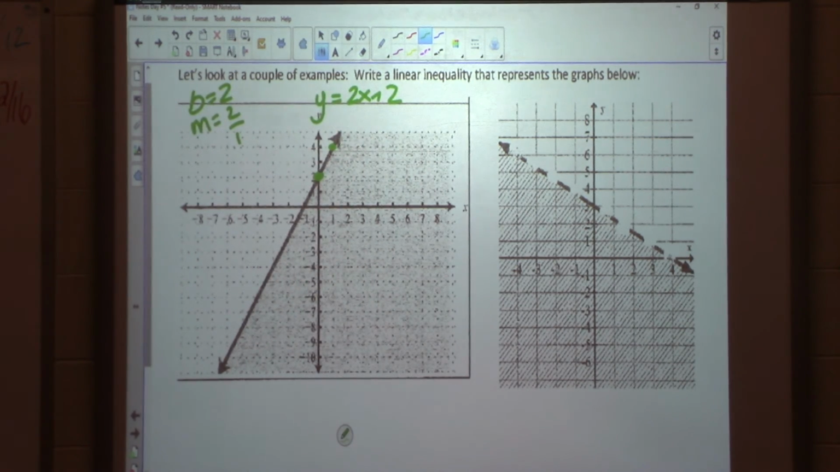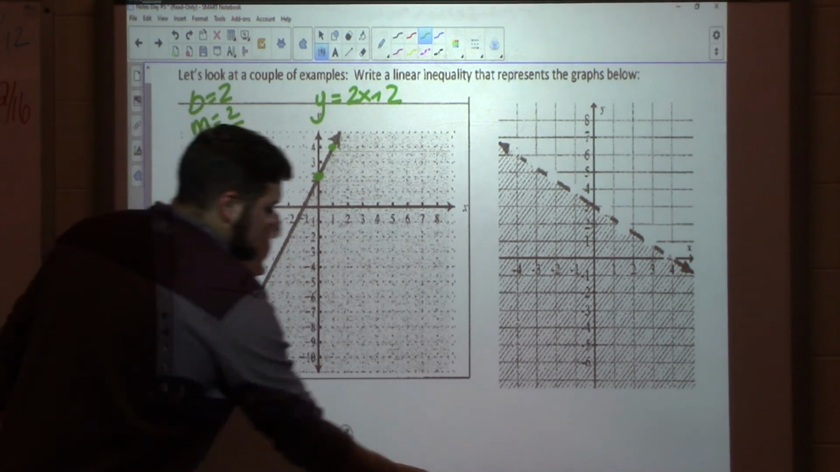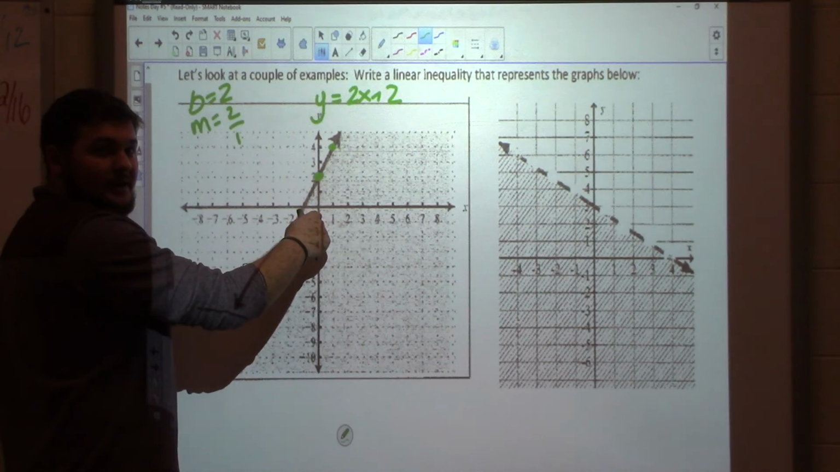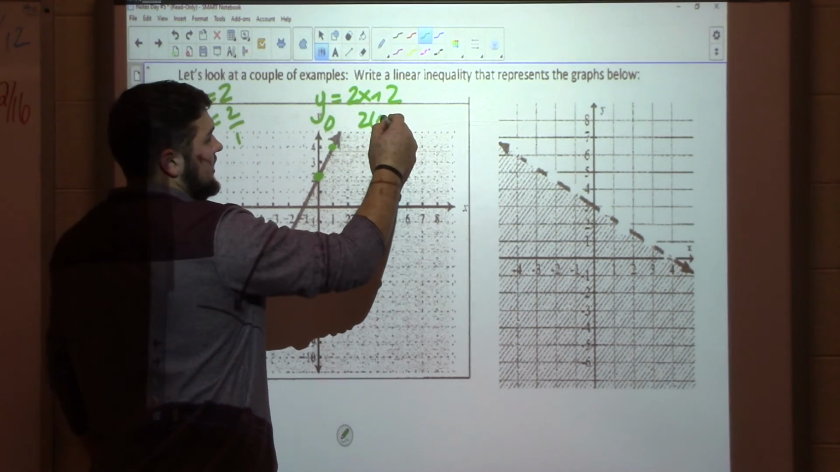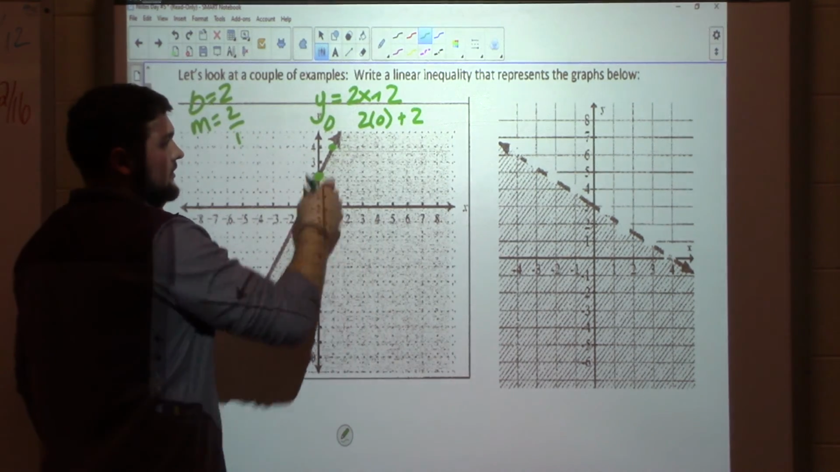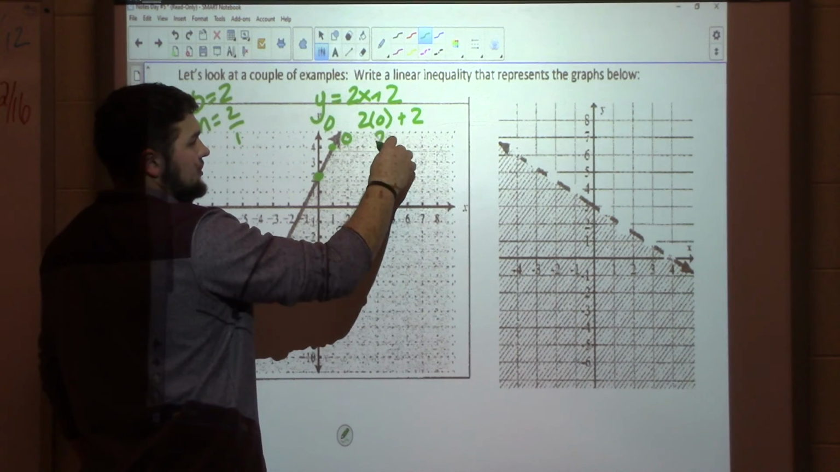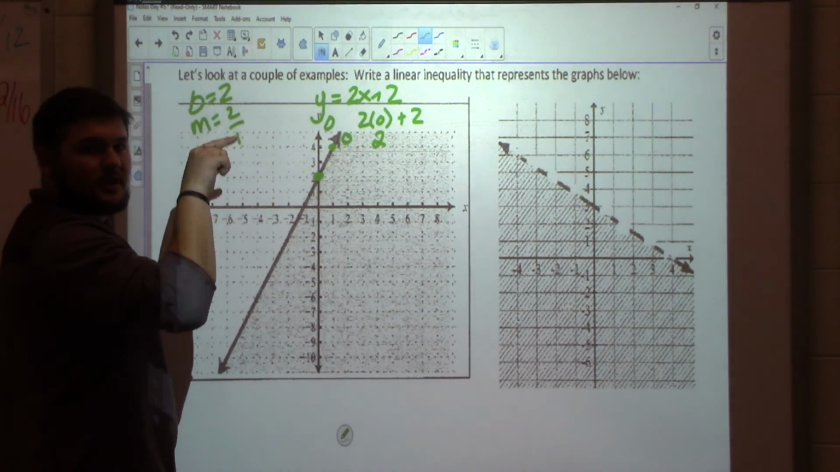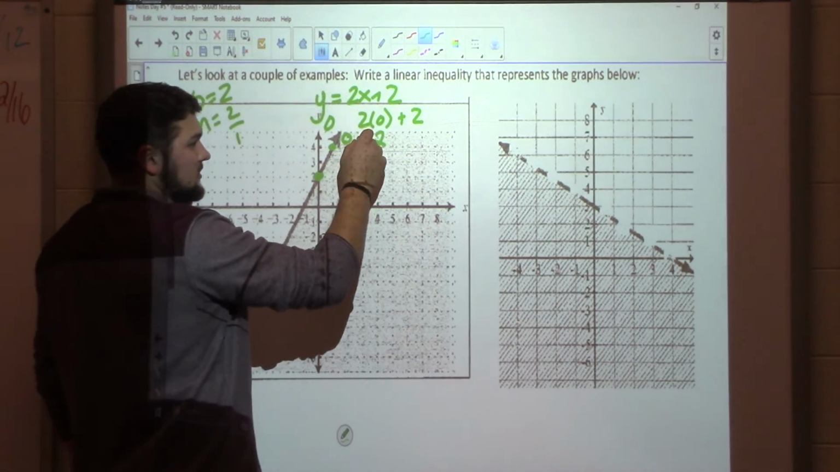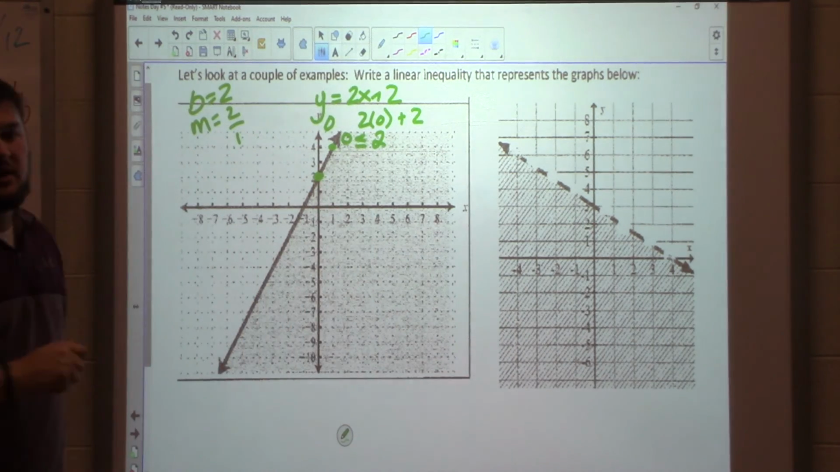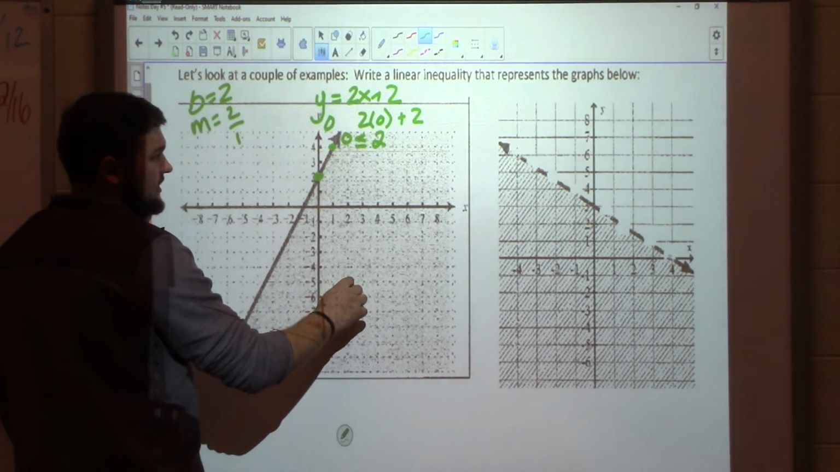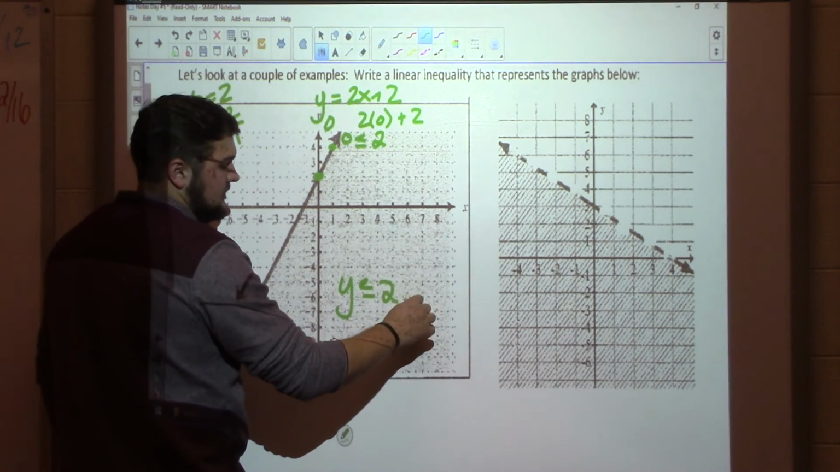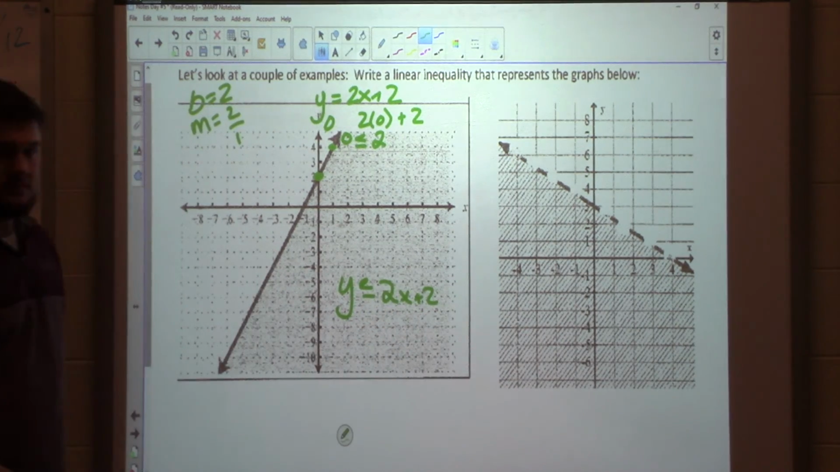I want an inequality. Well, plug in (0, 0). I know it has to be true because that side is shaded. So if I plug in 0, 2 times 0 plus 2, well, I get 0 and I get 2. Which way does my inequality have to go? It's got to open towards the bigger number, right? Because it's got to be true. So I know it's a less than or equal to. Does that make sense? So my actual answer then is going to be y is less than or equal to 2x plus 2. Does that make sense? How we did that?